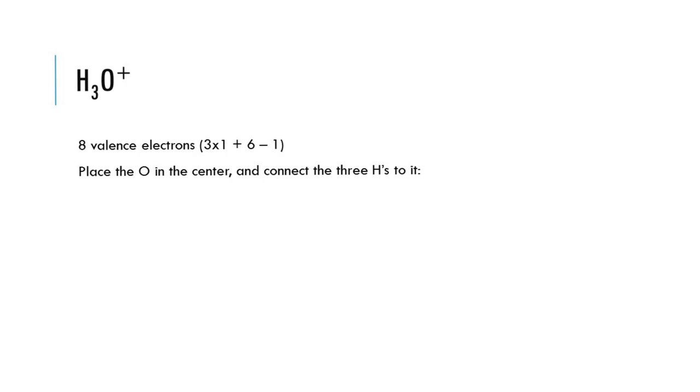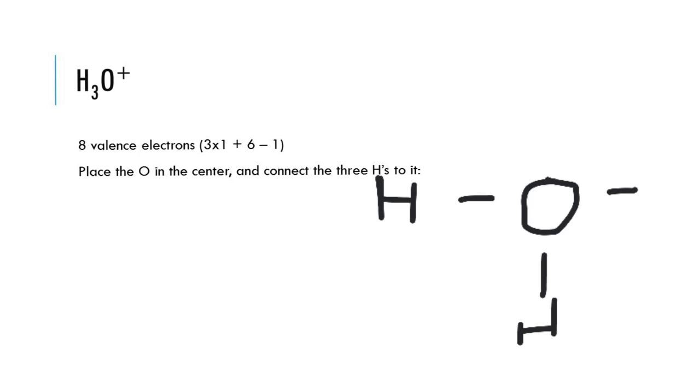So we're going to place the O in the center, as always, with the 3 H's bonded to that O. Now I only have 6 electrons around the O, which means I need to put 2 more electrons on the O, so its octet rule is satisfied.